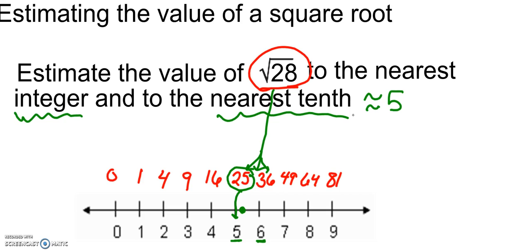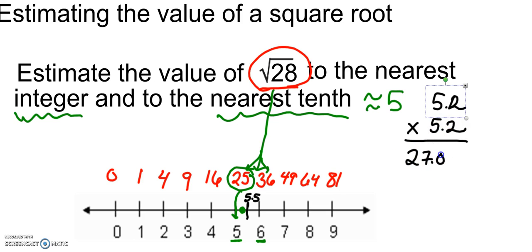So what I'm going to start doing is I'm looking at my number line. I know that halfway between would be 5.5. And the square root of 28 is really close to 5, so I'm going to assume it's probably not 5.5, it's probably going to be less than that. So what I'm going to do is start off with, let's say, 5.2. I'm going to take 5.2 and times it by itself, because remember, a square means you times it by itself. And when I take 5.2 times 5.2, I get 27.04.